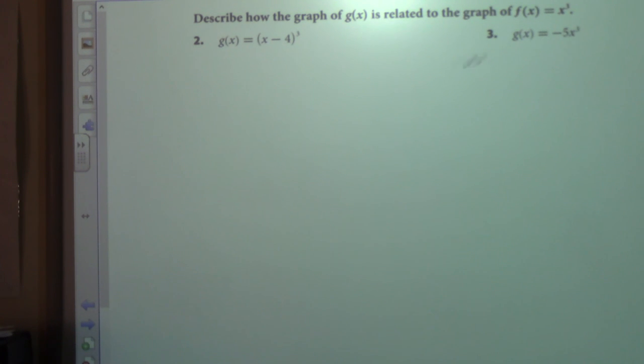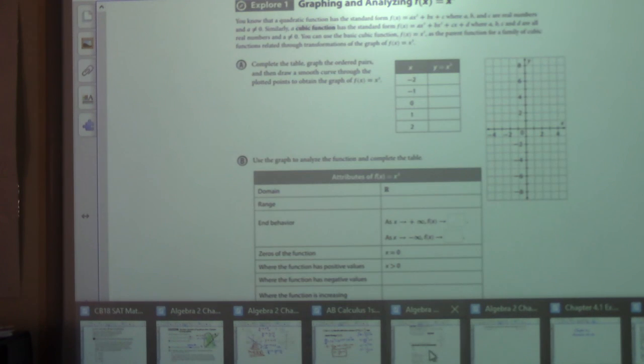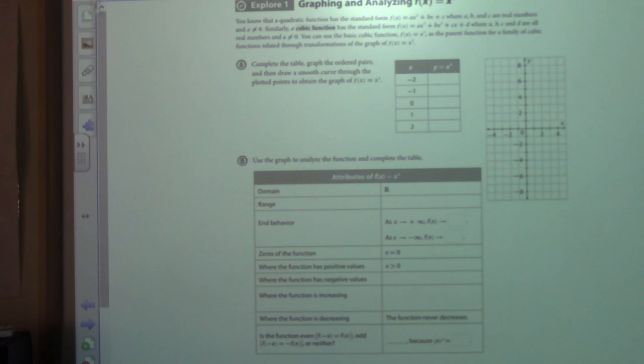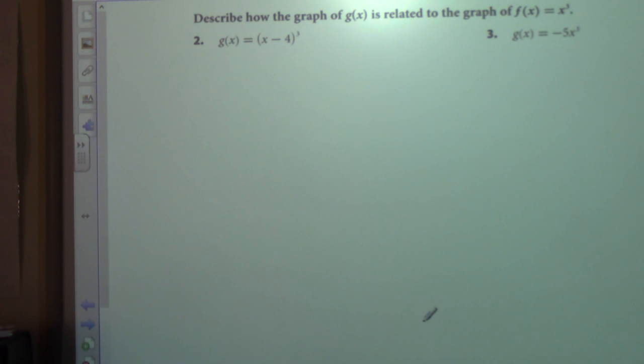Problems 2 and 3 we're going to start on tomorrow. We're going to be doing the translations according to the transformations, which we talked about earlier right here. These types of transformations are what we're going to be talking about tomorrow. So just keep your powder dry on that, and we'll get going on that tomorrow, okay?